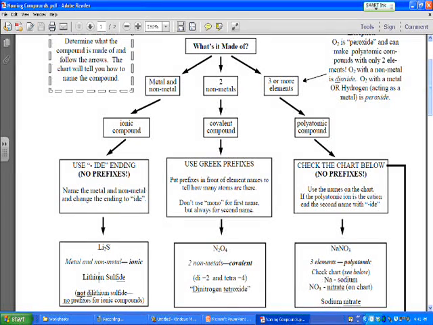Okay, we're going to learn how to name compounds today, and I'm using a worksheet that you have, so you can get it out if you'd like to follow along with me, or if you'd like to watch the video and then look at it later. Whichever one you would like to do is fine with me.